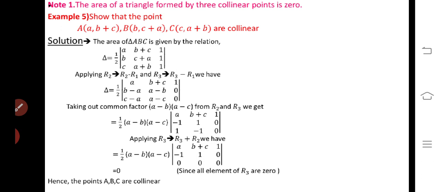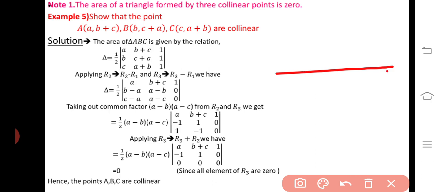Before we solve the next question, write down this note: the area of a triangle formed by 3 collinear points is 0. What is meant by collinear? Collinear means that if 3 points are lying on only one line, then the area of the triangle formed by them will be 0. I want to show that here. For example, all these 3 points are lying on only one line and the area is equal to 0. Yes, the question will be asked like that.